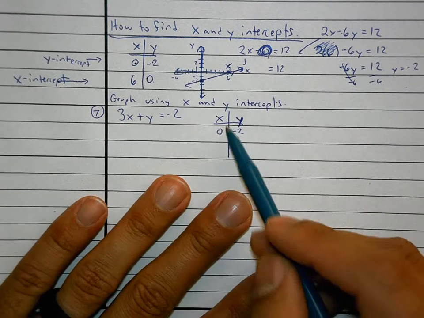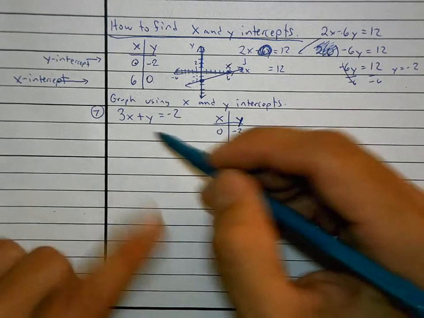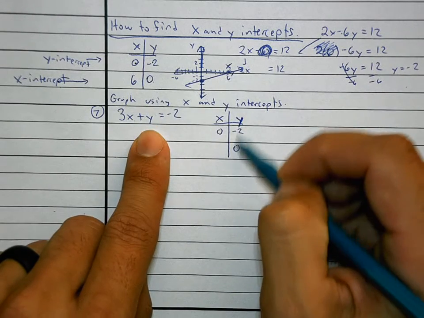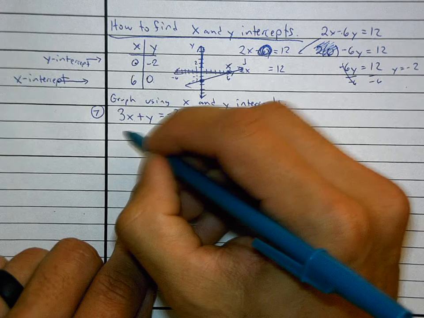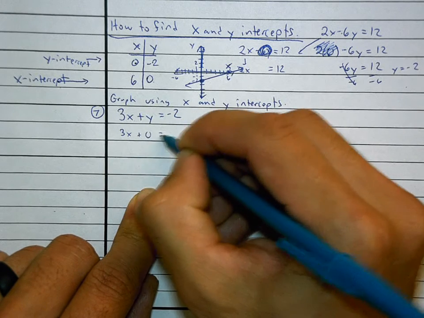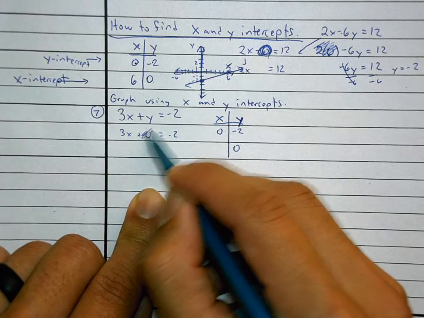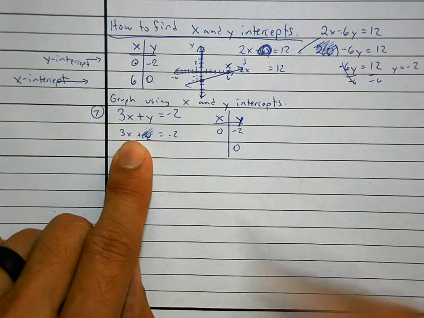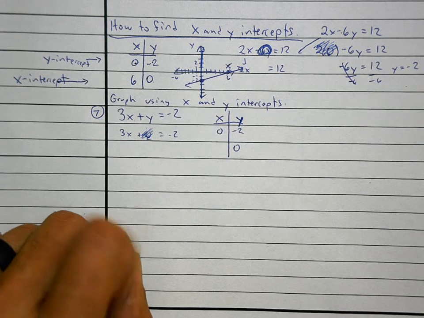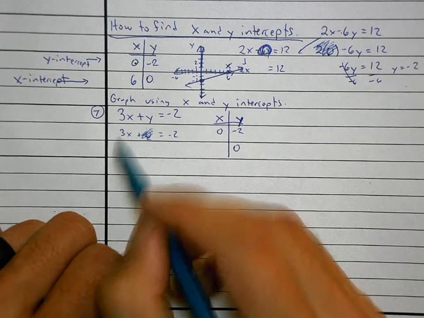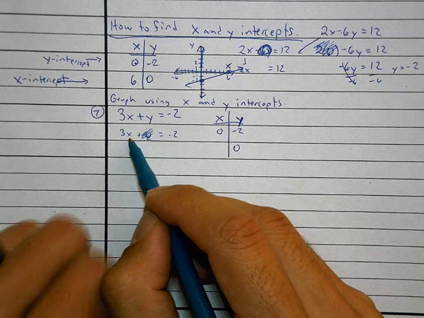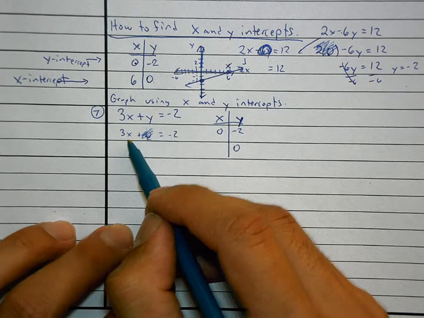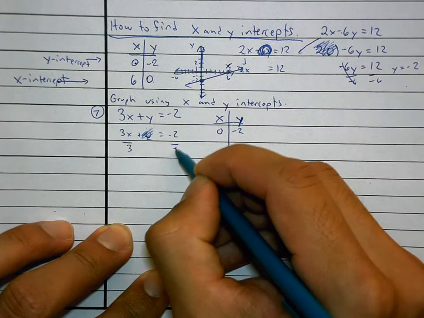Because what happens when I plug in 0 for y? Now let's cover up this one. When 0 goes in for y, 3x plus 0 equals negative 2. The 0 goes away. 3x plus nothing just means 3x. Equals negative 2. Do I have the x by itself yet? What's next to the x? What do I have to do with that 3? Does 3 go in evenly into the 2?